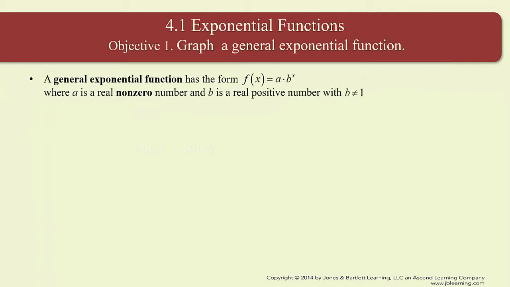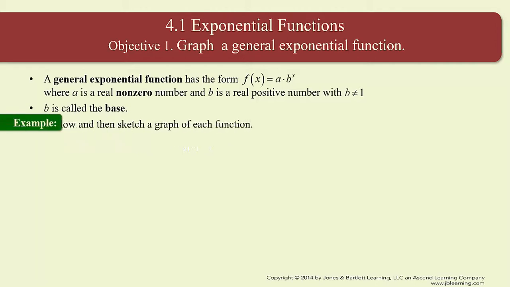So here we go. A general exponential function has the form f of x equals a times b to the x. A is going to be a real number, not equal to 0, and b is a real positive number, and b is not equal to 1. In the definition of a general exponential function, you probably remember that the b is called the base. It's the base of the exponential function.